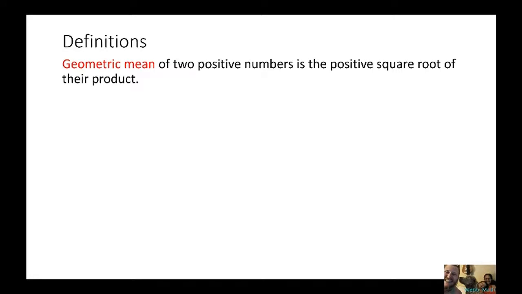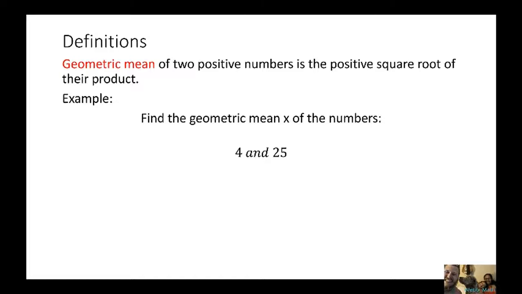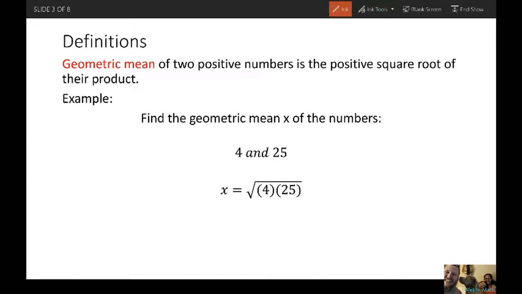Definitions: the geometric mean of two positive numbers is the positive square root of their product. What does that mean? Well, here's an example. Find the geometric mean, and we're going to identify it as x, of the numbers given, 4 and 25. So you're going to set it up, x equals the square root of 4 times 25, because your definition of a geometric mean literally just says it's two positive numbers inside a square root that are multiplying. And that's what we have right there.